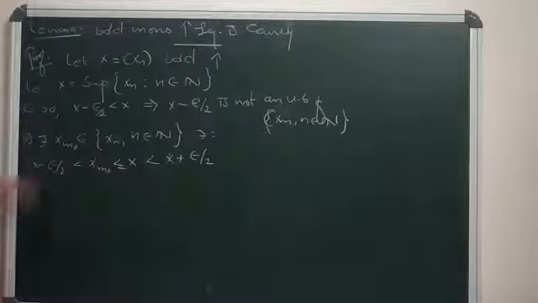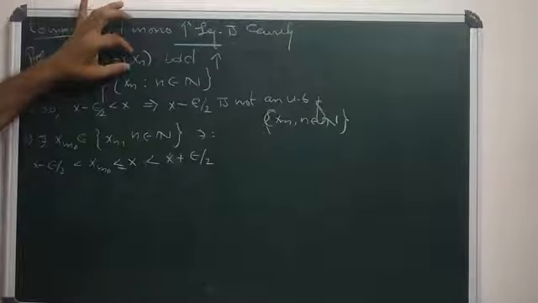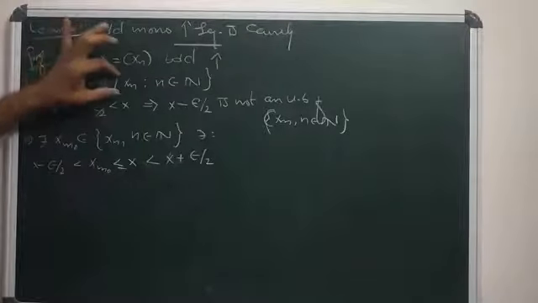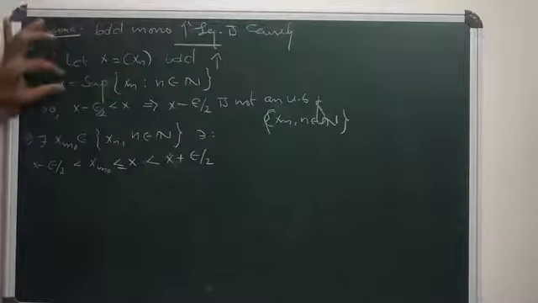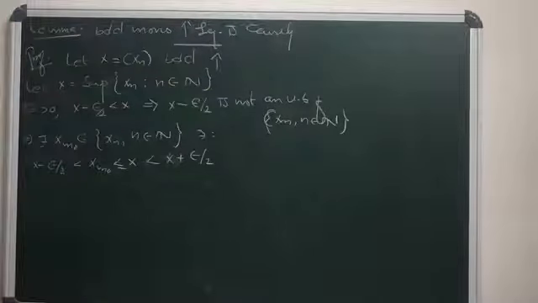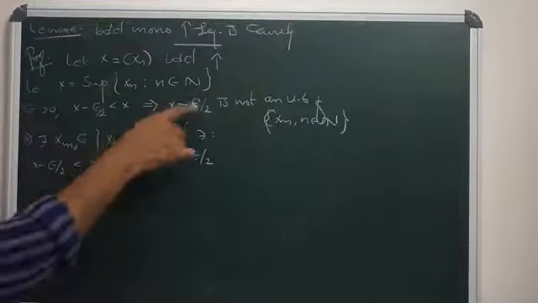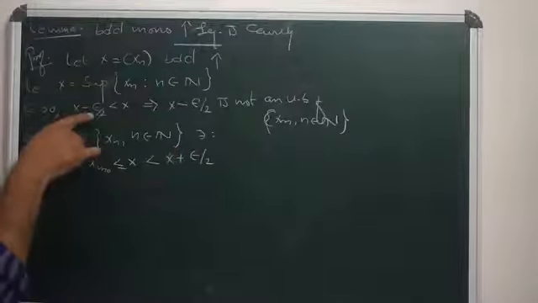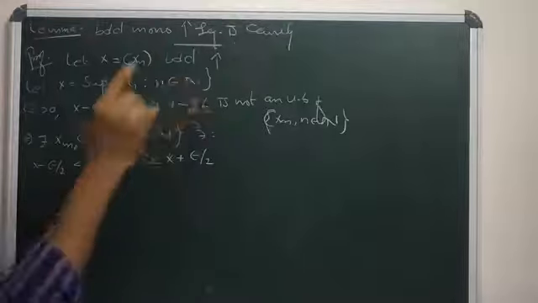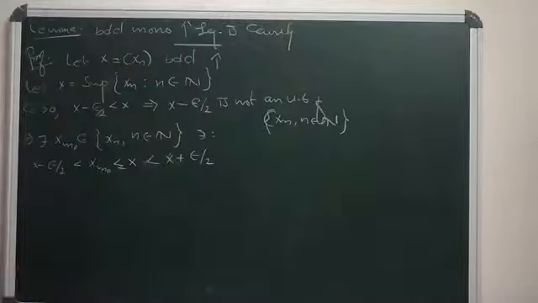What is x? x is the supremum of x_n. Why does the supremum of x_n exist? Because x_n is bounded, and by the completeness property a bounded set has a supremum. Let it be x. Since x is a supremum, no number less than x is an upper bound. Here epsilon is positive, so epsilon by 2 is positive, so x minus epsilon by 2 is strictly less than x. Clearly x minus epsilon by 2 is not an upper bound of this set.